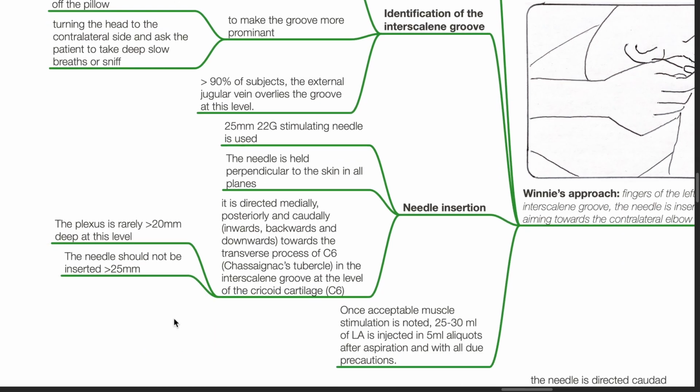Needle insertion. A 25 mm 22 gauge stimulating needle is used. The needle is held perpendicular to the skin in all planes. It is directed medially, posteriorly, and caudally towards the transverse process of C6, known as the Chassaignac tubercle, in the interscalene groove at the level of the cricoid cartilage, C6. The plexus is rarely more than 2 cm deep at this level. The needle should not be inserted more than 2.5 cm.